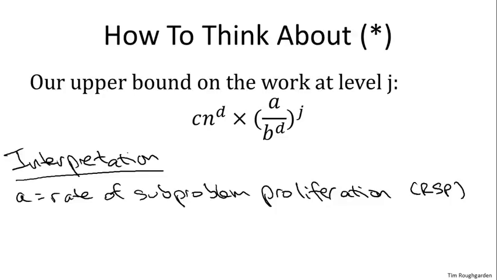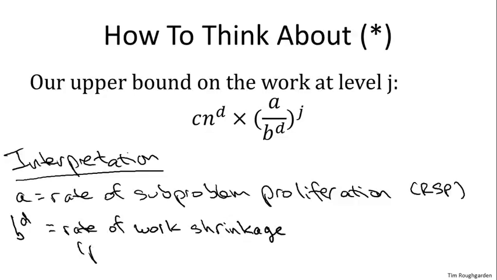This is why our algorithm might run slowly, because as we go down the tree, there are more and more subproblems, and that's a little scary. The forces of good, what we have going for us, is that with each recursion level j, we do less work per subproblem. And the extent to which we do less work is precisely b to the d. So I'll abbreviate this rate of work shrinkage, or this quantity b to the d, by RWS.